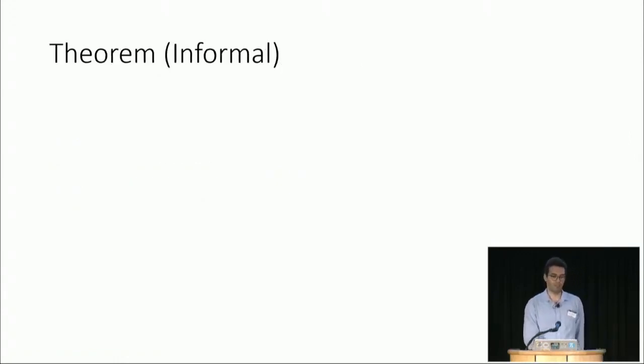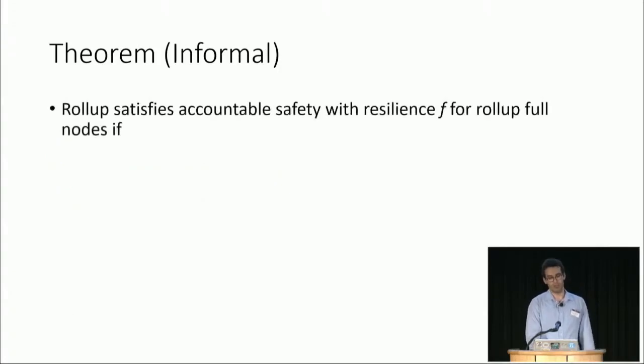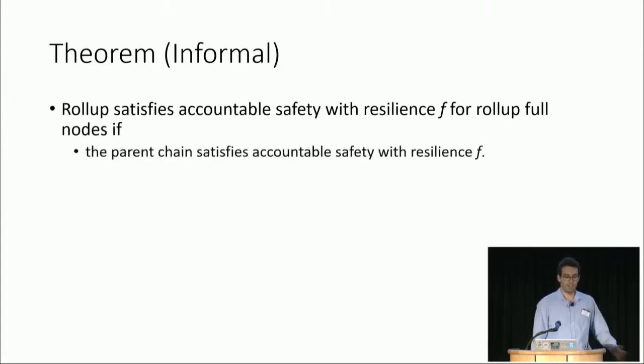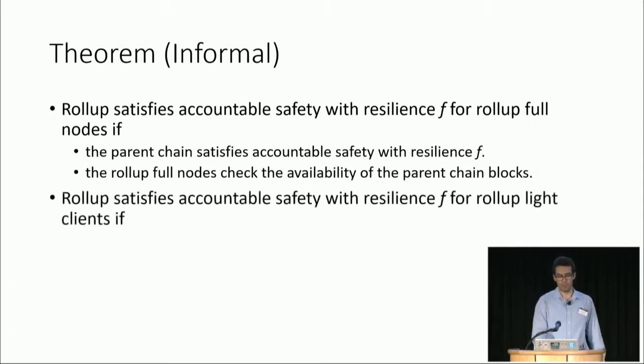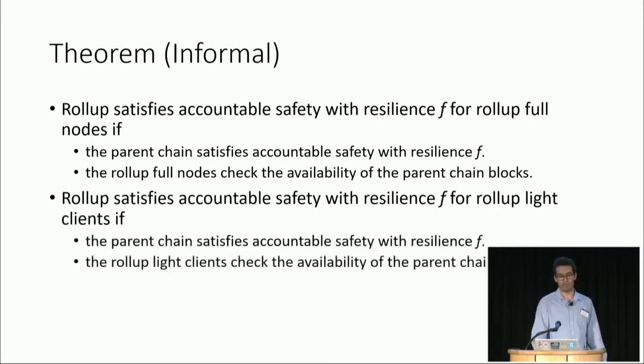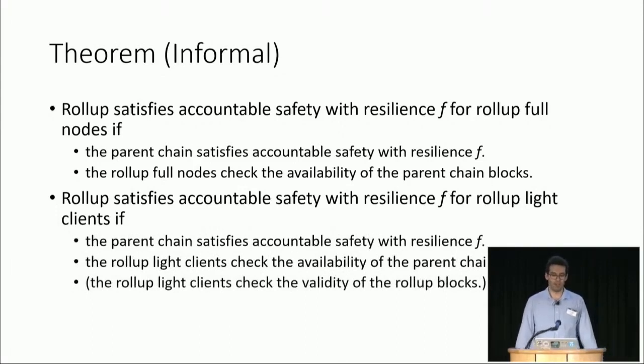And that brings me to the final theorem of this talk. The rollup satisfies accountable safety with resilience F for rollup full nodes if the parent chain satisfies accountable safety, and the rollup full nodes can somehow check the availability of the parent chain blocks, for instance, through these data availability sampling methods. I haven't talked much about the light clients because there are some additional requirements on them, but the theorem is very similar for them, except that because the light client doesn't download the full rollup block, it would need to somehow validate its state through some external mechanisms, maybe through the help of fraud proofs or ZK validity proofs.